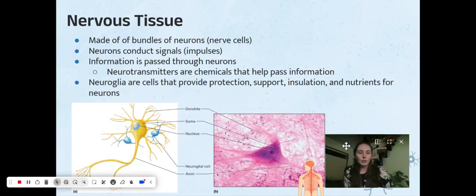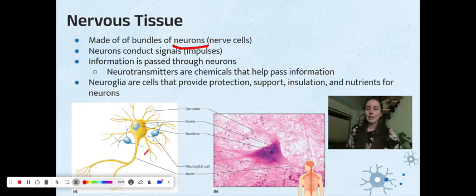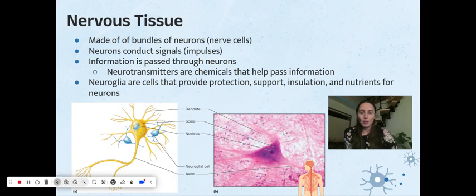We are also going to look a little bit at nervous system tissues. All parts of our nervous system are made up of bundles of neurons, and that's the word that we are going to use when we are talking about nerve cells. So neurons is like that new word for us. It means nerve cells. These nerve cells conduct signals, or impulses, we call them in this unit. And that's really how information is passed through each nerve cell, so from cell to cell. Those impulses help send information along.